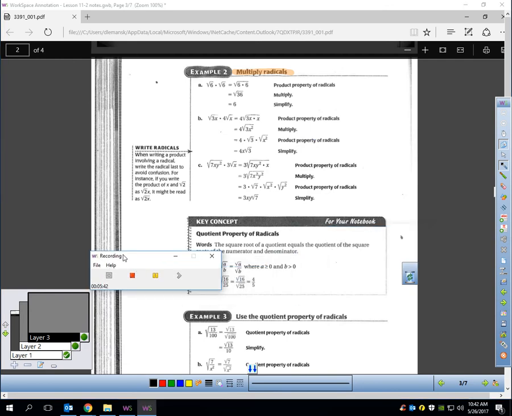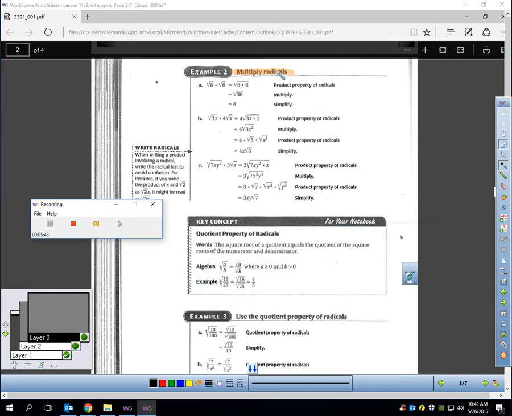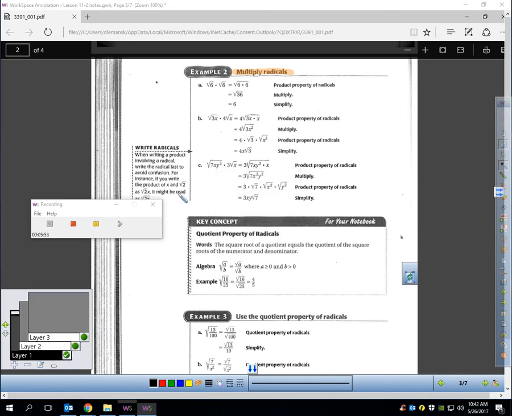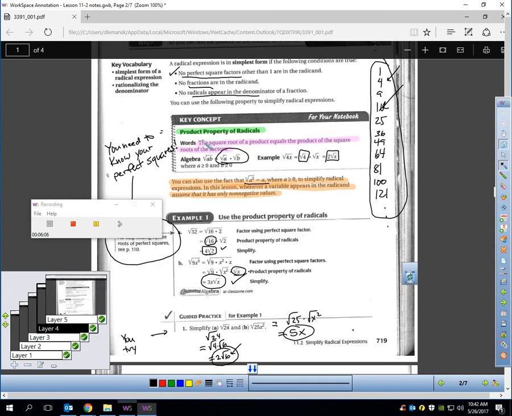Let's talk about multiplying radicals. Sometimes it's nice to be able to multiply our radicals together because they simplify easily. So look at this example. The square root of 6 times the square root of 6. Well, I can put those underneath the same radical, which would give me the square root of 36, which gives me 6. So this is taking me back to the product property of radicals.